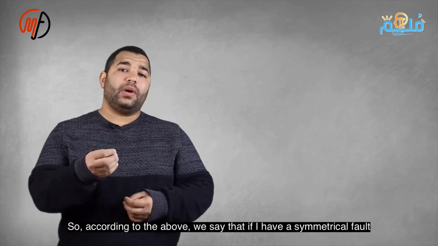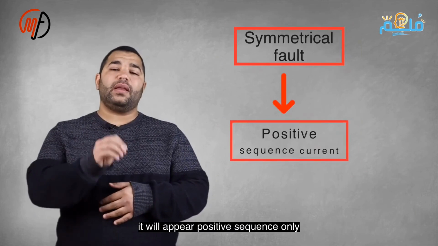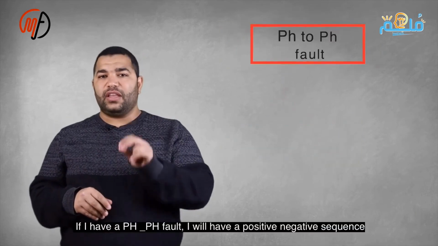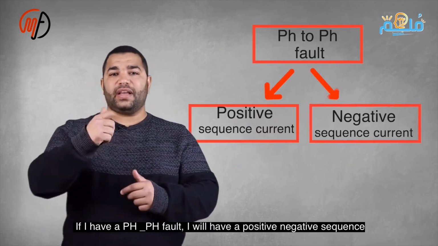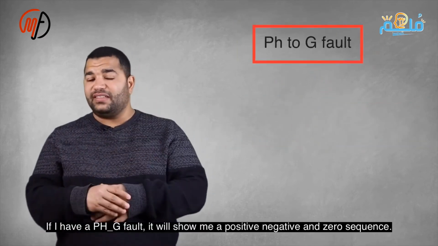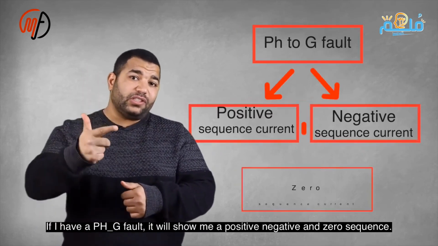Therefore, from what has been mentioned, we can say that if I have a symmetrical fault, only the positive sequence will appear. If I have a phase-to-phase fault, it will show me the positive sequence and the negative sequence. However, if I have a phase-to-ground fault, it will show me the positive sequence, the negative sequence, and the zero sequence.